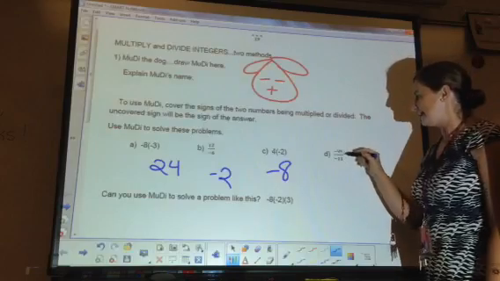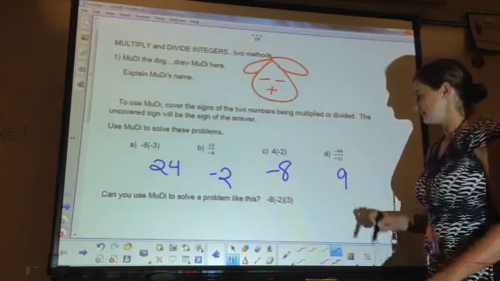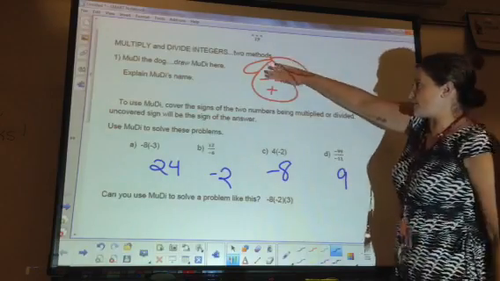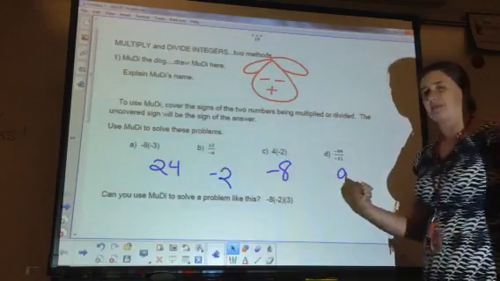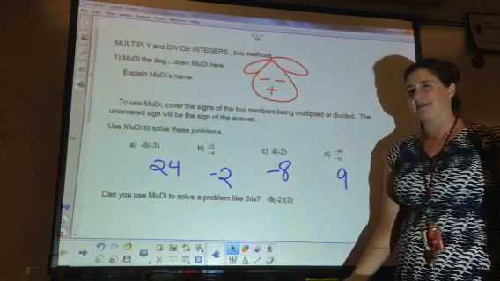Over here, 99 divided by 11 is 9. That's a negative and a negative. If you cover up 2 negatives, it's positive 9. Notice I didn't write pluses in front of my answers because if you don't write anything, it is positive. Let's keep going.